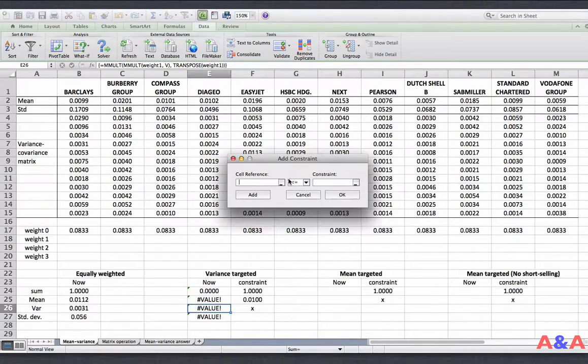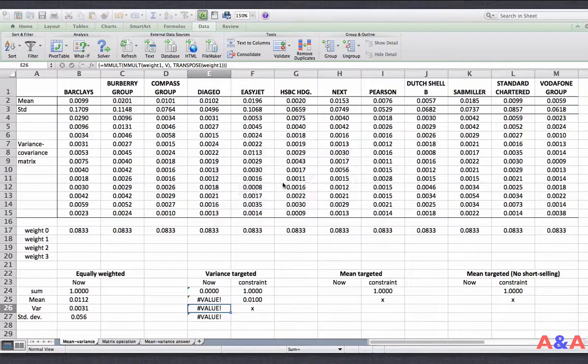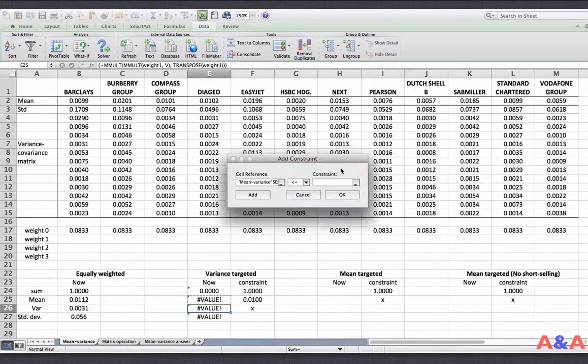We have one more constraint, that is the expected return of the portfolio, which is located in cell E25, should be no smaller than some number. This number is totally up to the investor, so let's choose the expected return of the equally weighted portfolio, 0.0112. Click on OK.